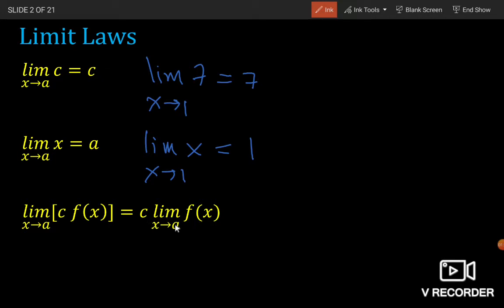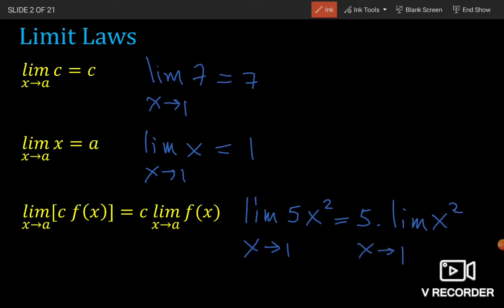So for example, let's say the limit of 5 multiplied by a function x squared as x approaches 1. What we can do here is that since this is a constant, we can put it outside the limit expression. It will basically be the 5 multiplied by the limit of x squared as x approaches 1. So we can take the limit of this function or expression as x approaches 1, multiply this now by the constant 5.